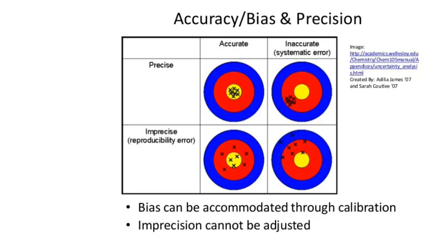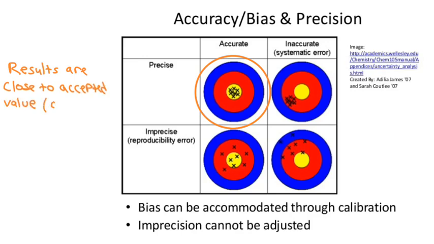So let's talk about each one individually. This first corner is ideal. You have highly accurate results. Everything's close to the true value, which is the bullseye, and it's highly repeatable, which means it's precise. This is ideal. This is what we strive for.